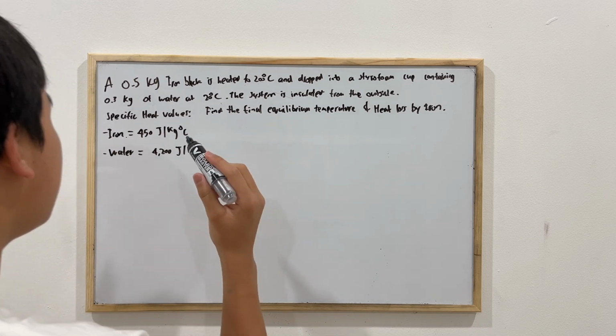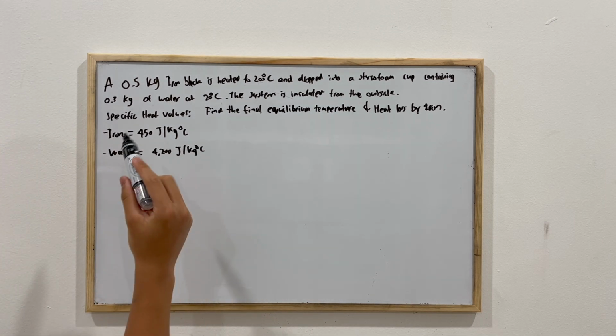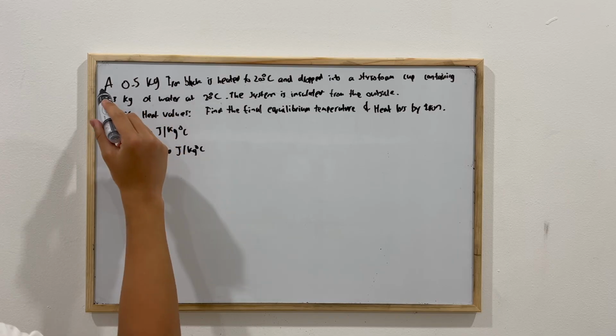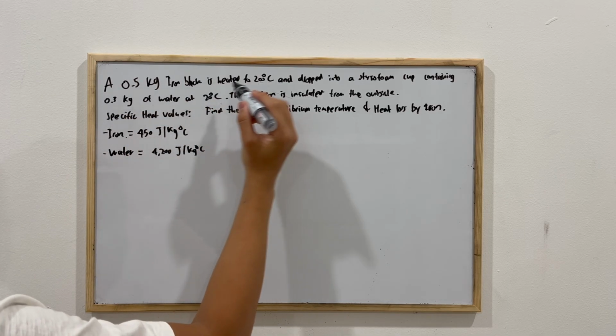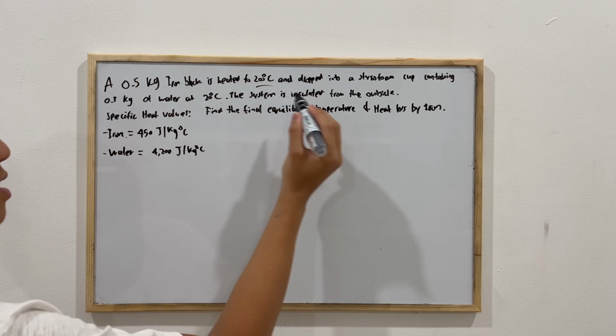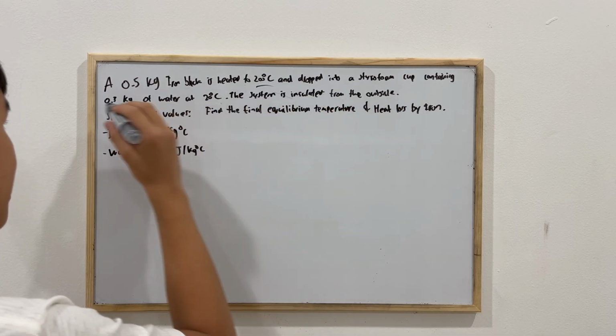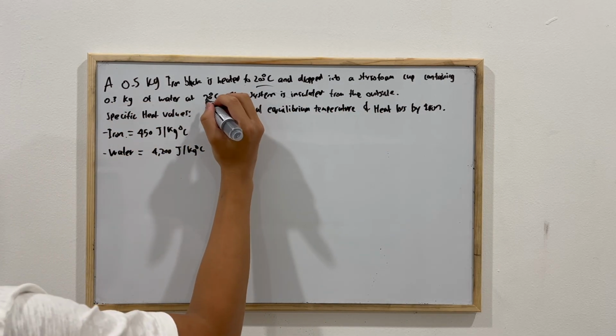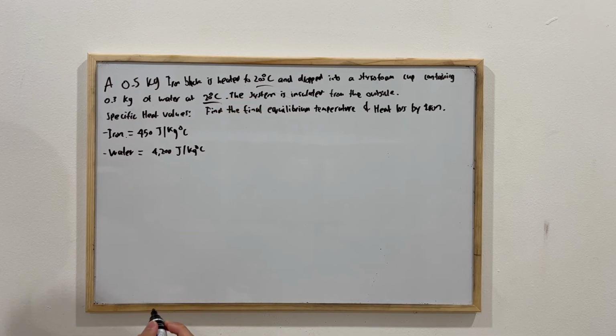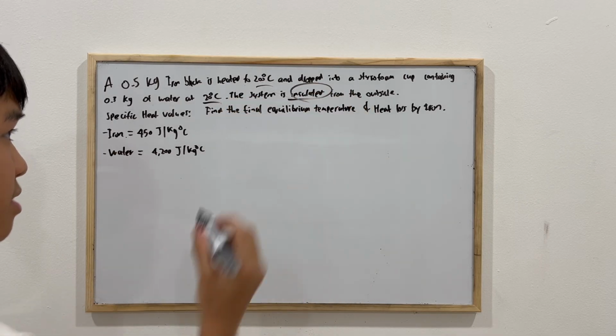Alright, so today we're starting our thermodynamics series, and we're starting off with a heat transfer problem. A 0.5 kilogram iron block is heated to 200 degrees Celsius and is dropped into a styrofoam cup containing 0.3 kilograms of water at 20 degrees Celsius. The system is insulated. This is a really important word.